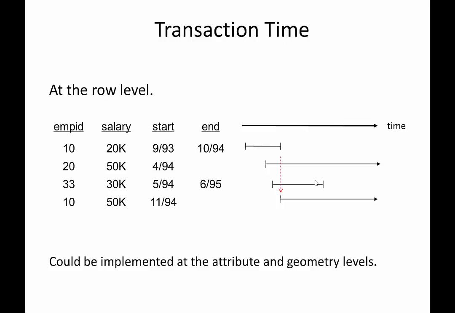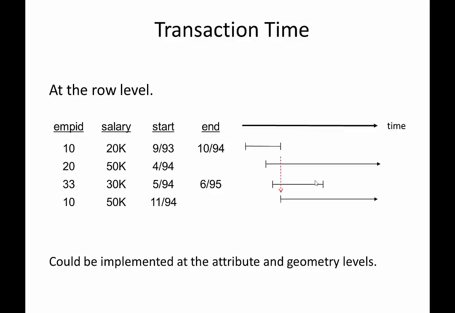Now, transactions are effectively instant. You change a data value in your database, it changes instantly. But records change over, or exist over, periods of time. So transaction time can be implemented at lots of different levels in a database. You could record every change to every attribute, or you could record changes to a row, or in this case, with respect to spatial data, at the level of a geometry.